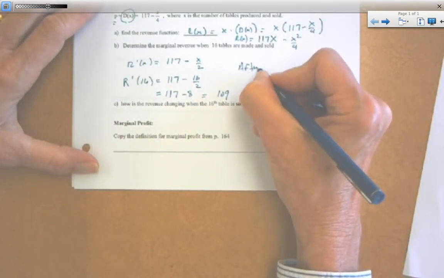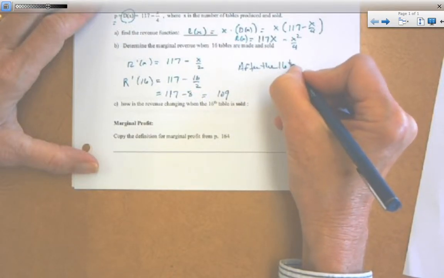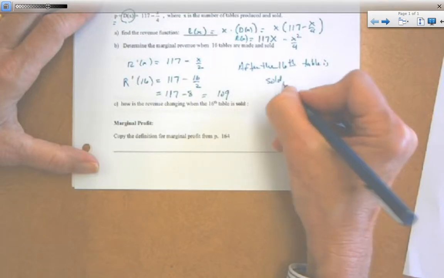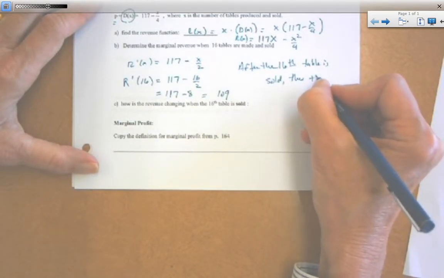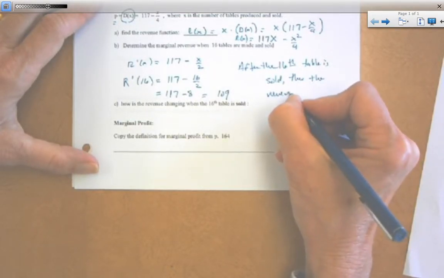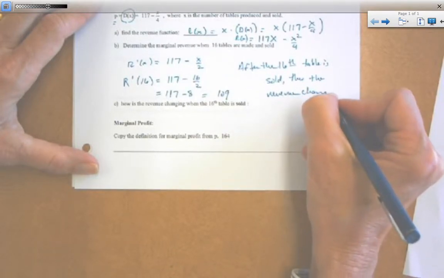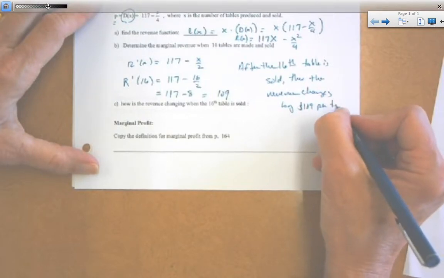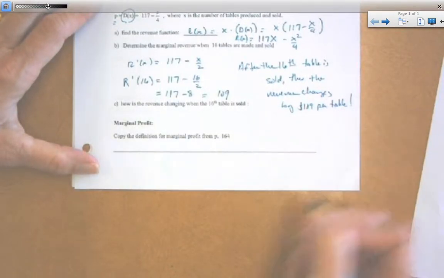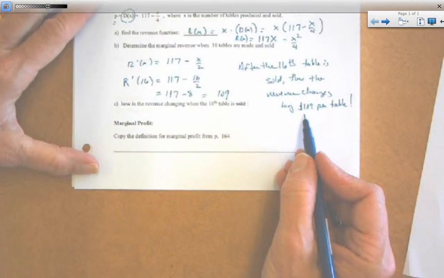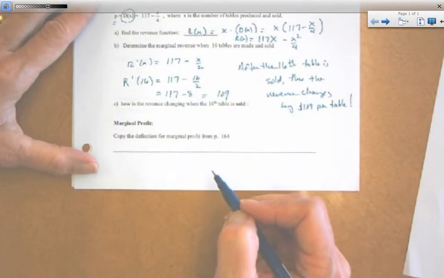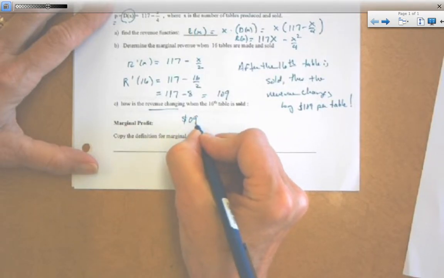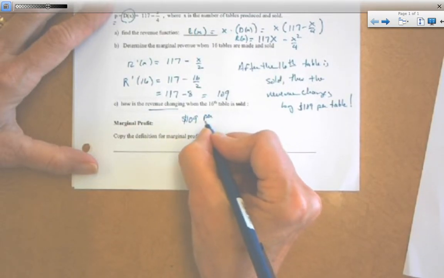After the 16th table is sold, the revenue changes by $109 per table. So my revenue is going to increase by $109 after I sell that 16th table. Revenue is changing by $109 per table.